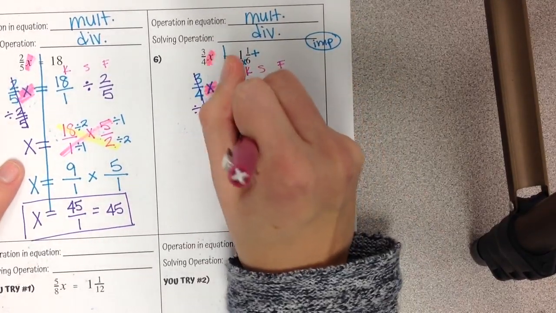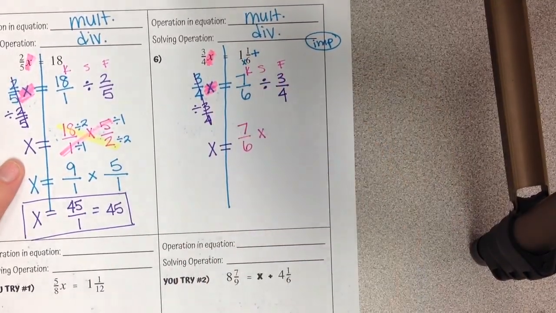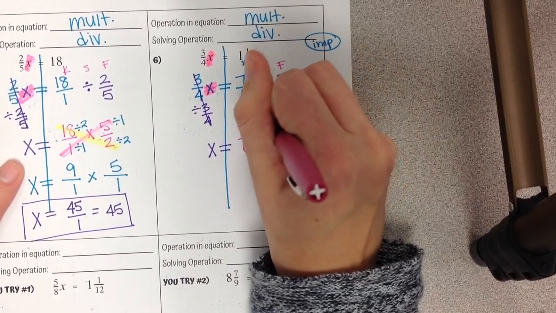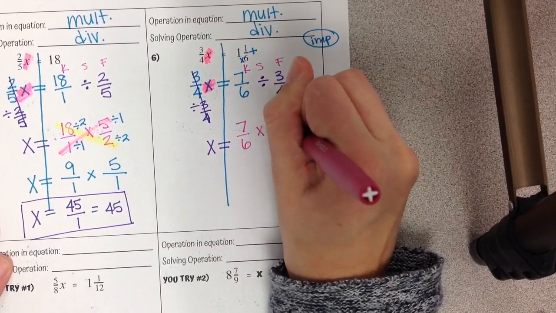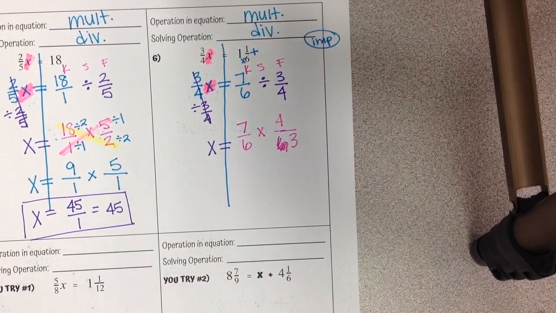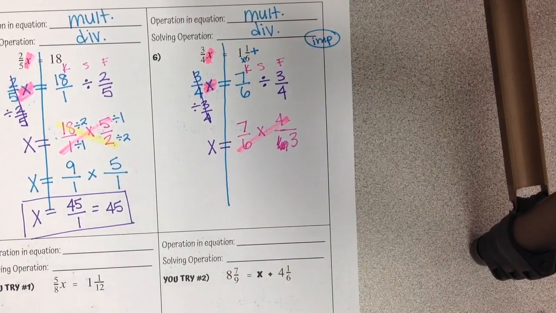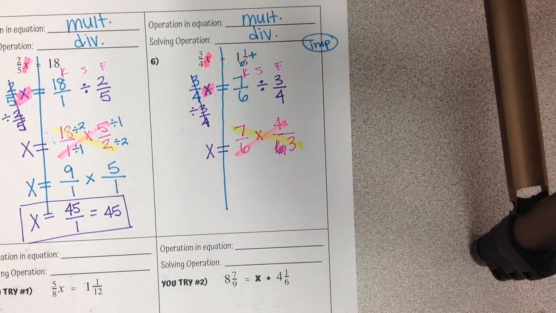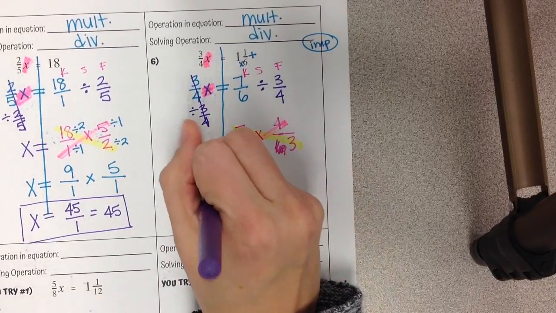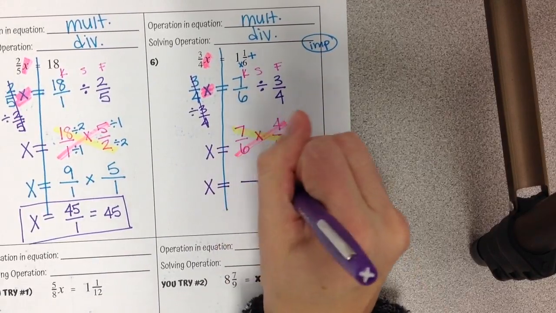Keep our first number the same, 7 over 6. Switch it from division to multiplication. Flip it from 3 over 4 to 4 over 3. Now that we've got a multiplication problem, I'm going to highlight my diagonals with the two different colors. We still have x equals on the left side. I'm going to set up my blank fraction.